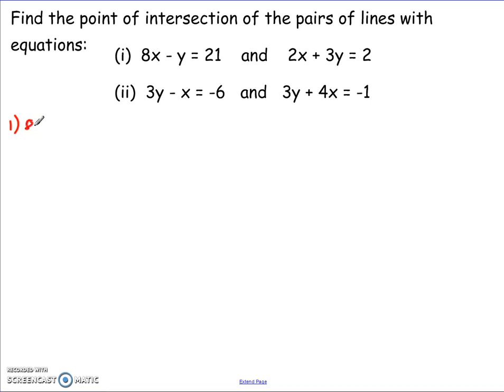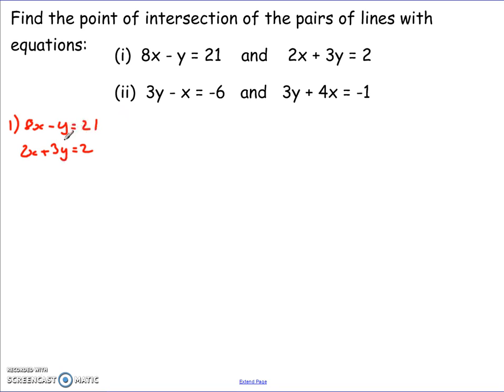So I've got 8x minus y equals 21, and I've got 2x plus 3y equals 2. Now remember, when we did intersection of lines, there were a few different techniques. There was substitution, there was elimination, there was equating. I've set this up almost like a pair of simultaneous equations, so I'm going to solve them like this.